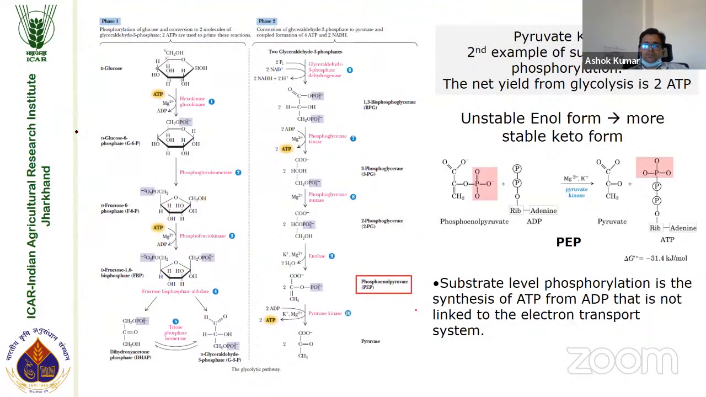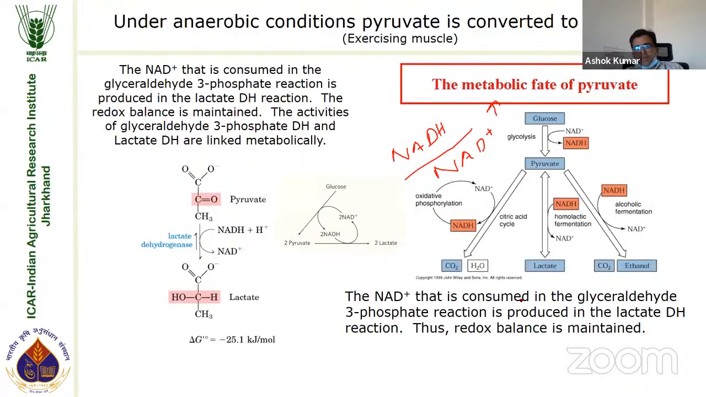Whatever ATP is produced here, 2 ATP and 2 ATP, 4 ATP are produced, out of which 2 are consumed, so only 2 ATP will be produced, because the NADH produced here will be consumed in the case of anaerobic condition. So this reduction is basically important for the consumption of NADH.